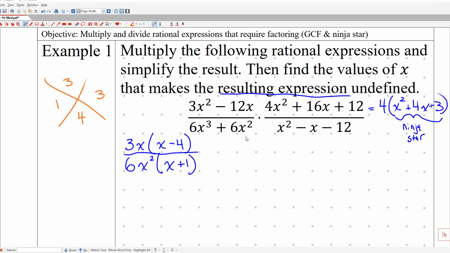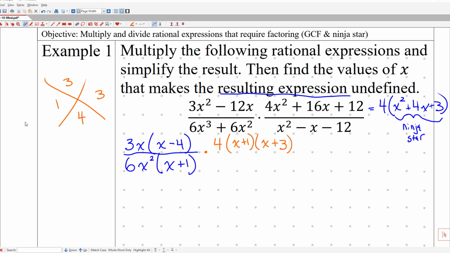Okay, so I'm going to go ahead and write that whole thing right here. So it's going to be times, and I still have to rewrite that 4 that didn't go anywhere, so 4. And then these two terms, 1 and 3, so it's going to be x plus 1 and x plus 3.